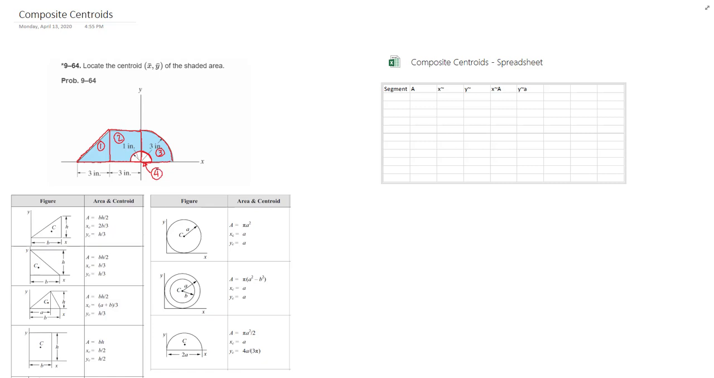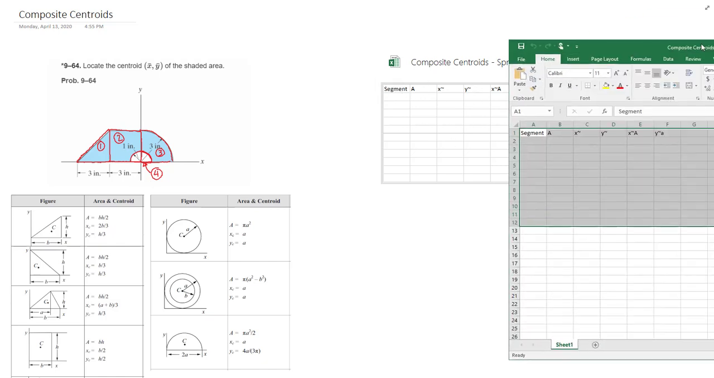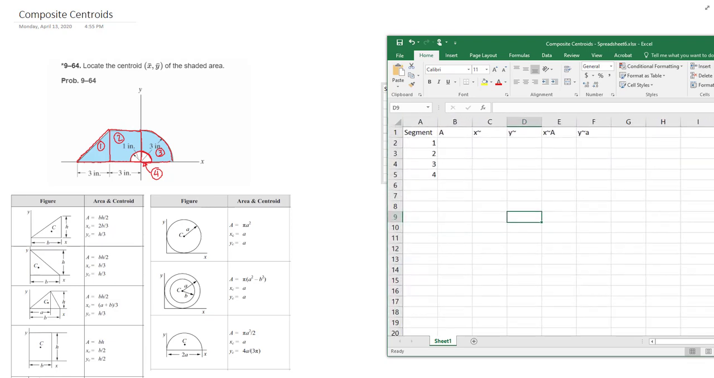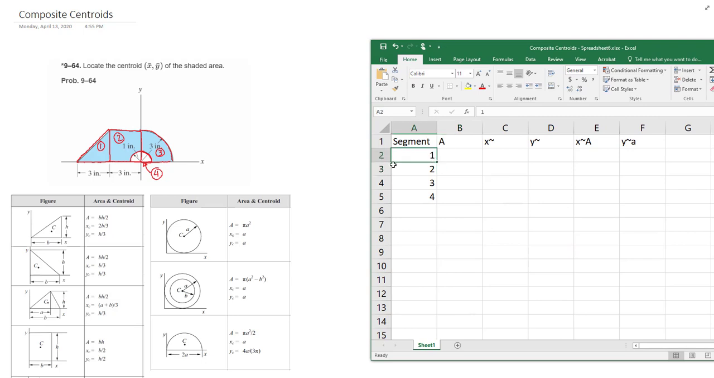All right, so if I edit my spreadsheet here, we're going to have segment 1, 2, 3, and 4. Zoom in on this. So segment 1, we decide to be our triangle. So the first thing that we're going to do is set up the area. The area of this is going to be inches squared. And if I add it in here, then I don't have to add that unit throughout.